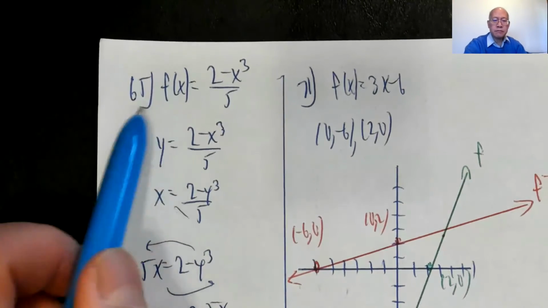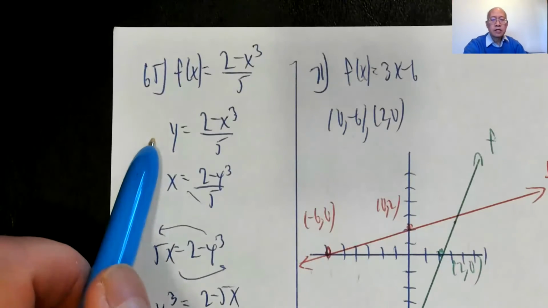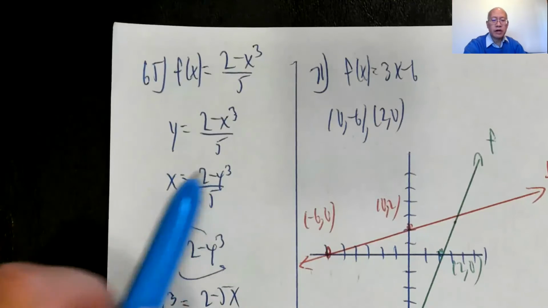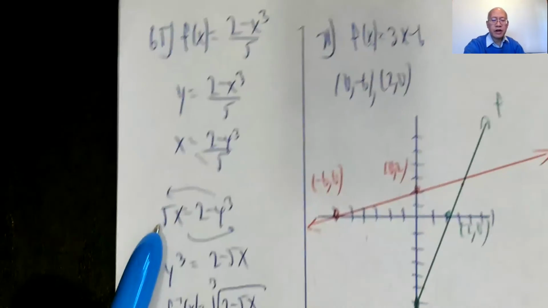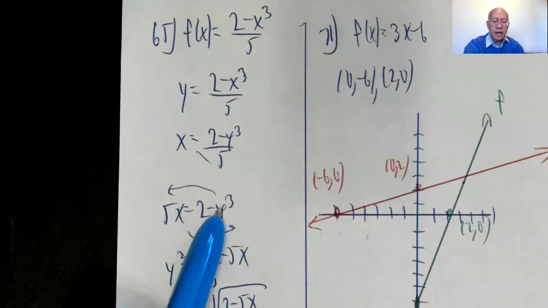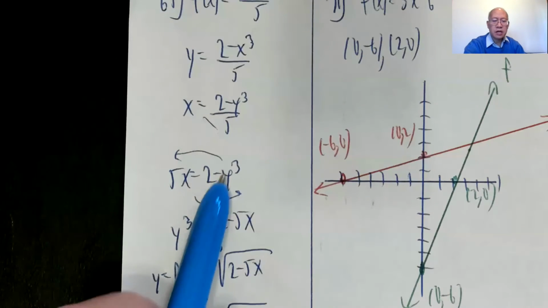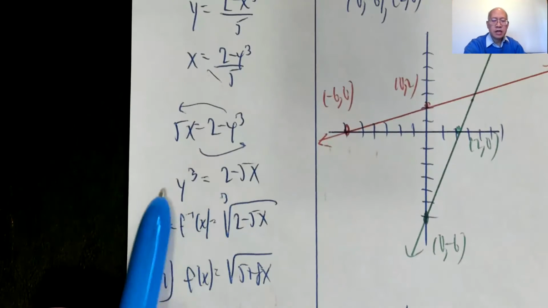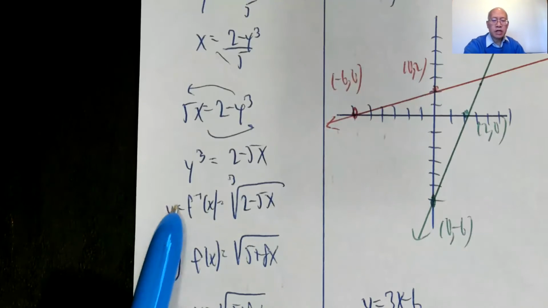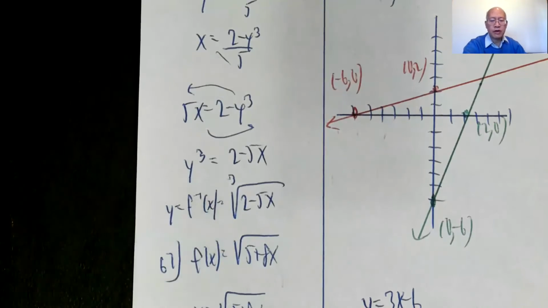65, here's f of x. Call it y. Switch x and y around. x equals 2 minus y cubed over 5. Multiply both sides by 5. Add y cubed, subtract 5x. y cubed equals 2 minus 5x. Take the cube root of both sides. So y equals f inverse of x is the cube root of 2 minus 5x.